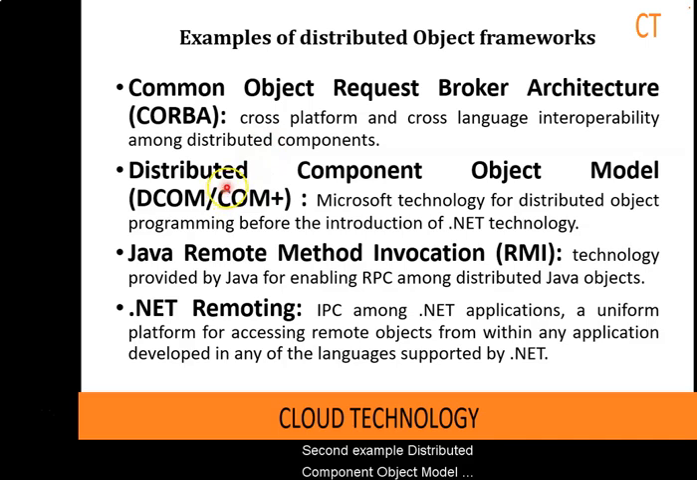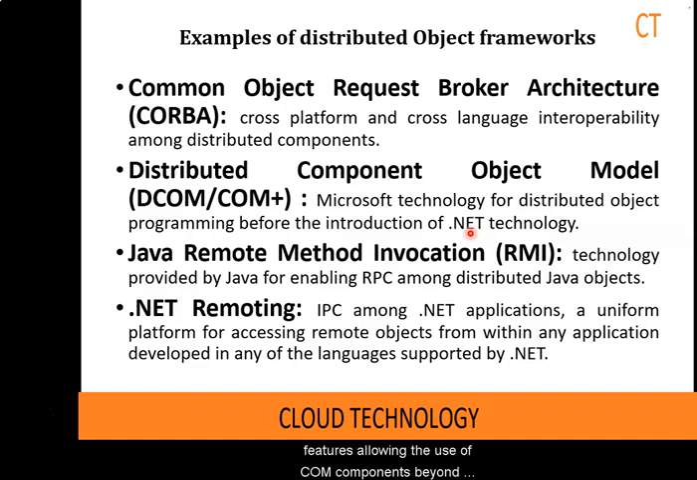A fundamental component in the CORBA architecture is the Object Request Broker (ORB), which acts as the central object bus. Second example, Distributed Component Object Model (DCOM) is a Microsoft technology for distributed object programming before the introduction of .NET technology. DCOM later integrated and evolved into COM+.